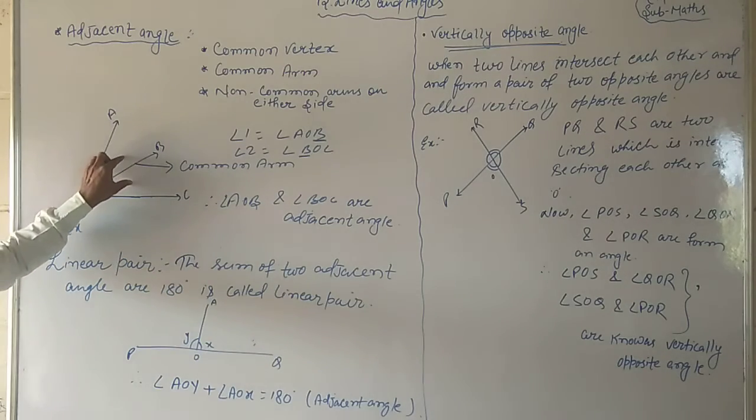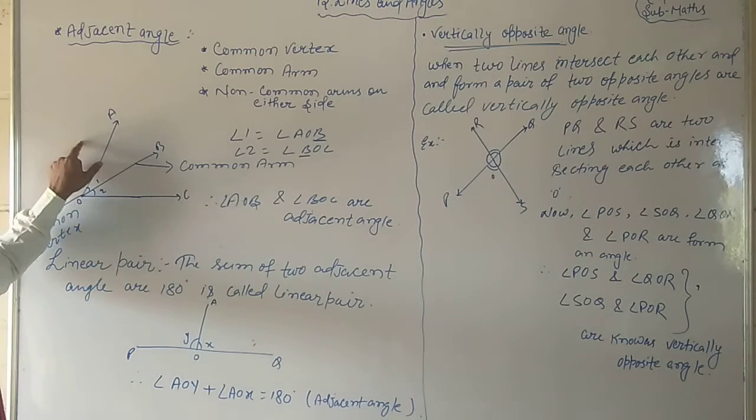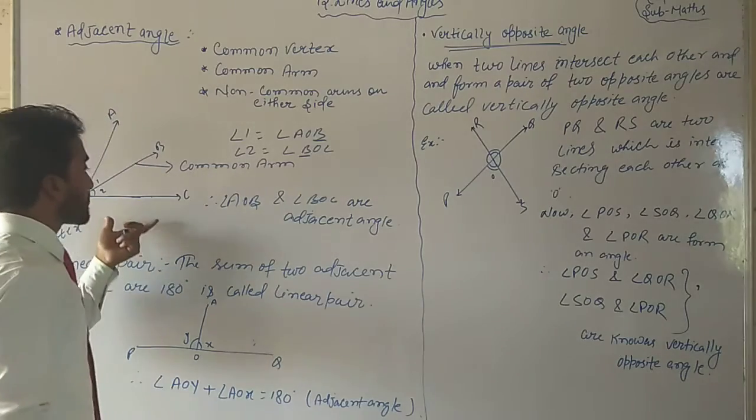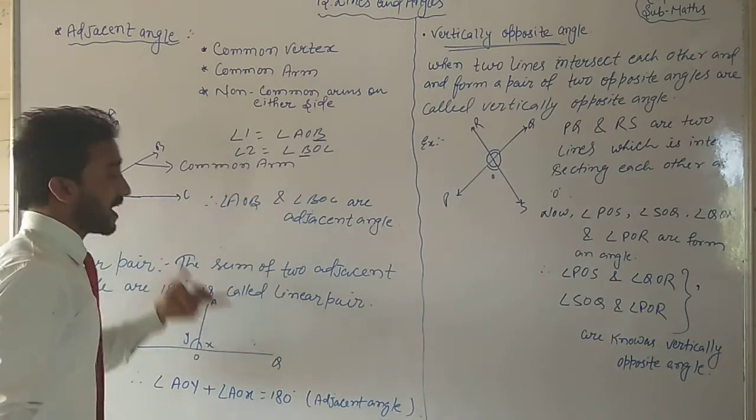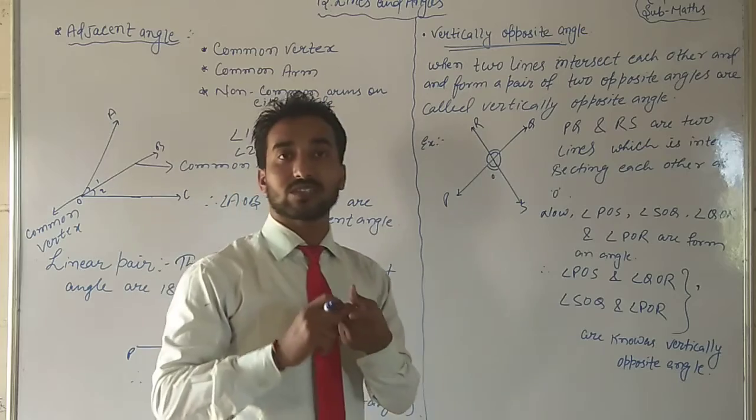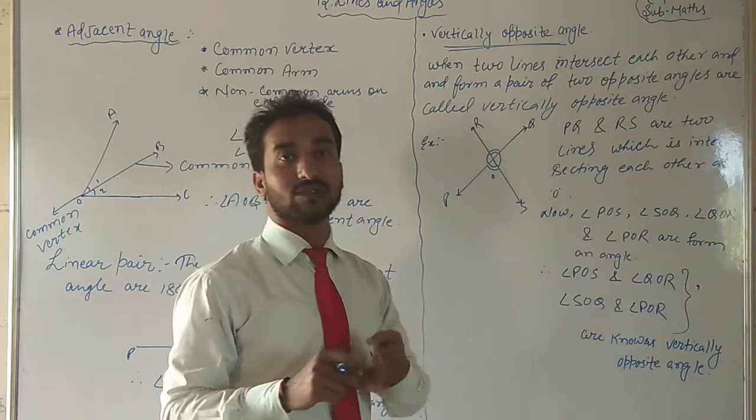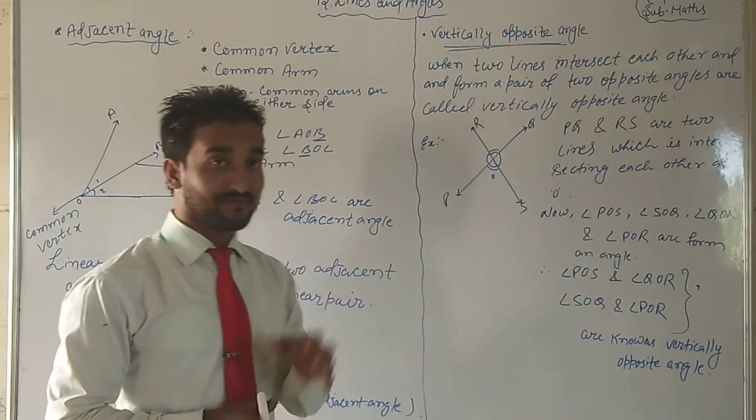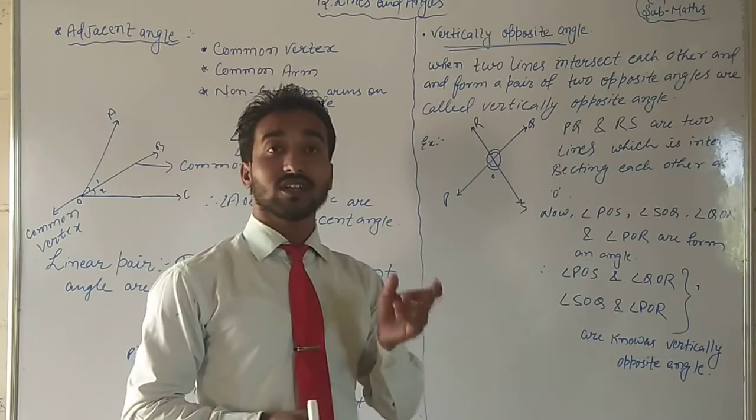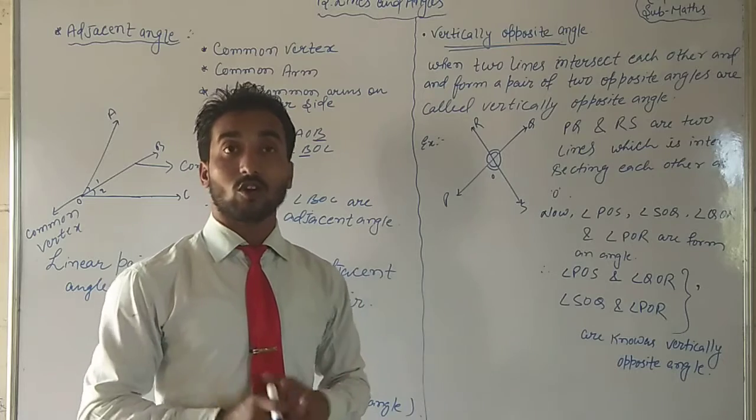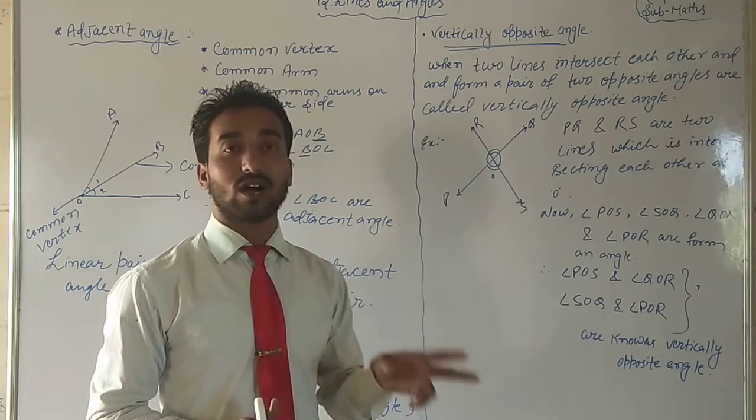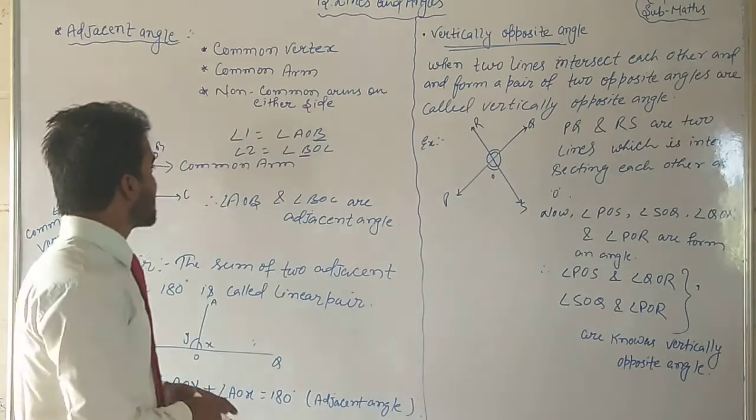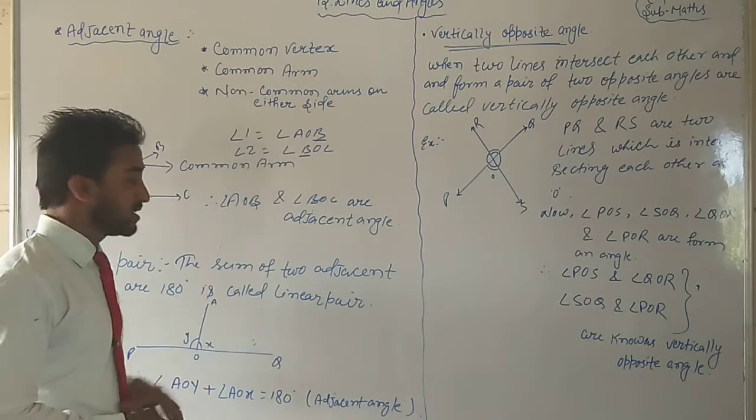Except for the common arm, the other two sides will be non-common to each other. So that is all about adjacent angles. In adjacent angles, there will be a common vertex and a common arm. The angles are formed on the same vertex, with a common arm, and the other two arms are non-common to each other. Now you have understood adjacent angles.